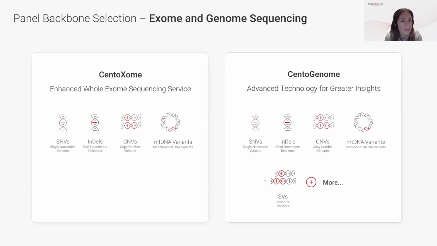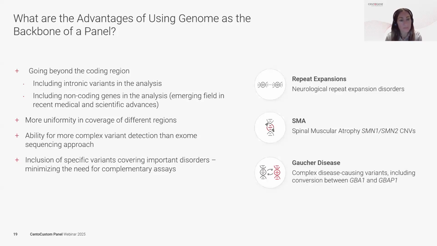So with exome sequencing, we can detect single nucleotide variants, small insertions and deletions, copy number variants, and mitochondrial DNA variants. With CentoGenome, we can detect all the variants that can be detected with exome sequencing, but additionally, we can also detect structural variants and some more variants that I will talk about in the next slide.